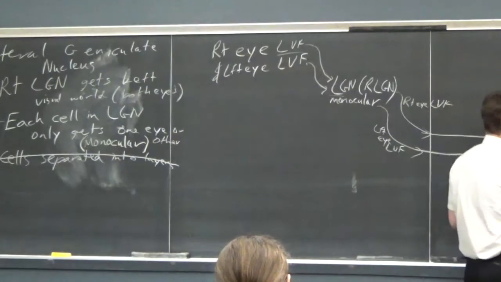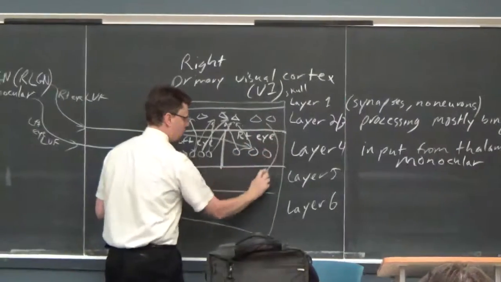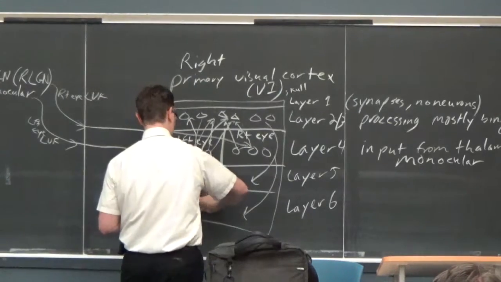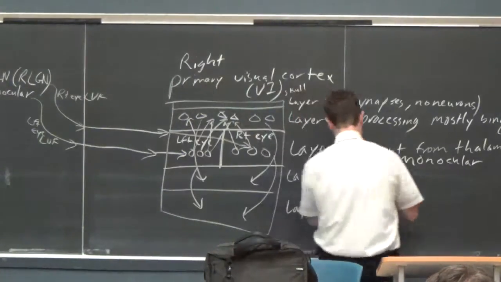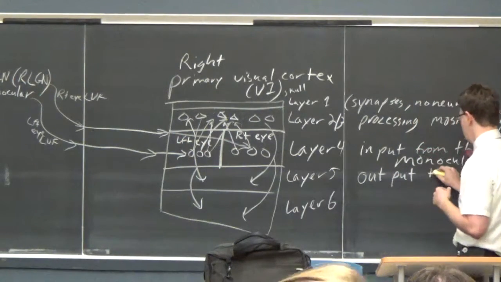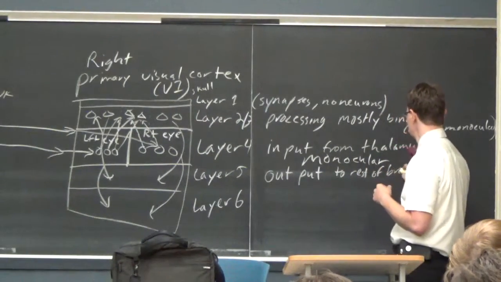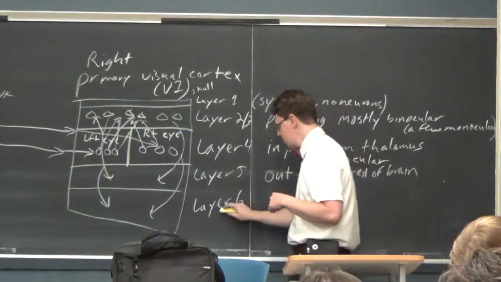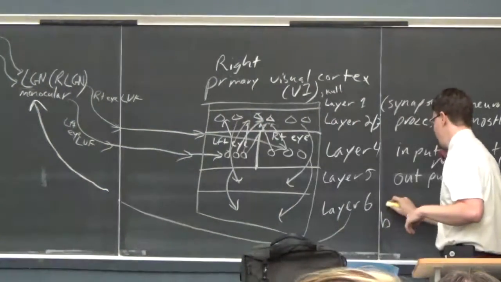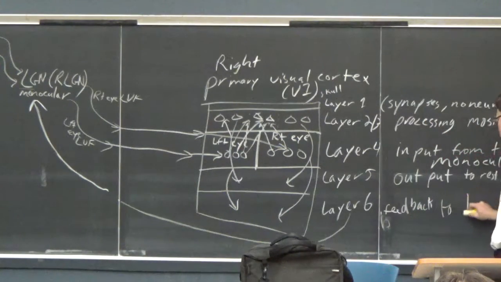Okay, and so then from here, there are some cells over here, some cells over here, and collectively our layer 2-3 cells are going to project down to layer 5 and layer 6. Layer 5 is kind of the main output to the rest of the brain, and layer 6 actually sends an output, sort of feedback, to the thalamus.